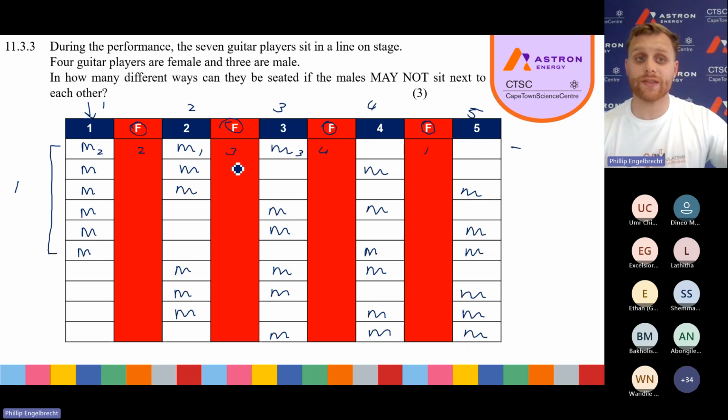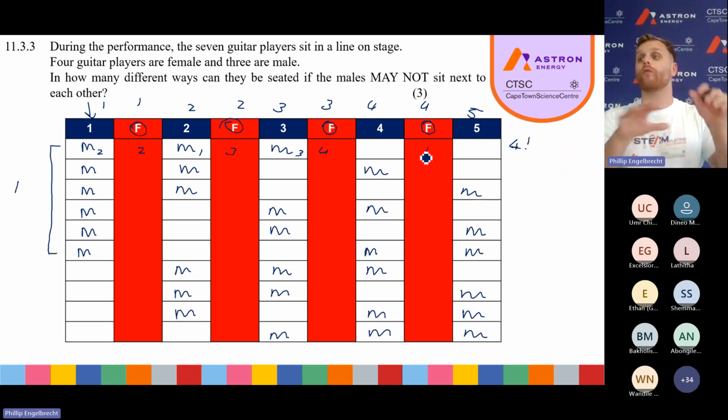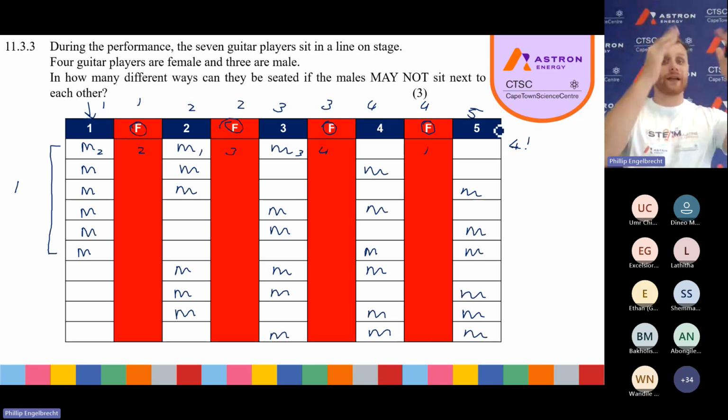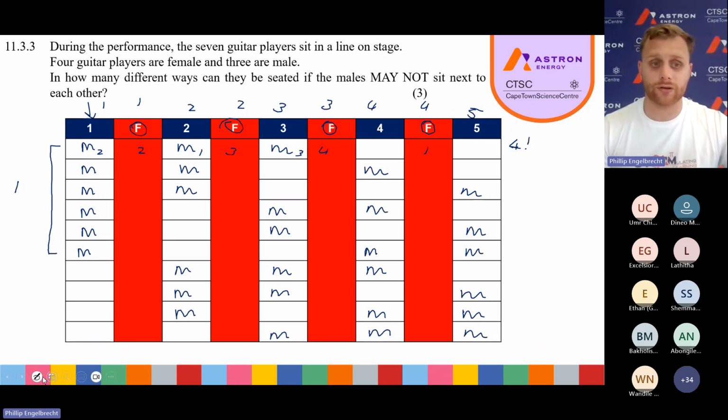So that means that in this first block, there is 4 factorial ways to arrange my females. So this can be female 1, 2, 3, or 4, or it can be female 2, female 3, female 4, female 1. So there's 4 factorial ways in which I can swap out the females, and there's also 3 factorial ways in which I can swap out and rearrange the males, okay? Provided that they stay in that position that I've arranged them in. So let's just focus on this first block.